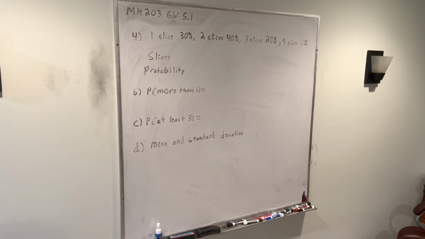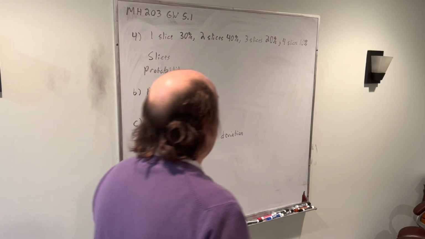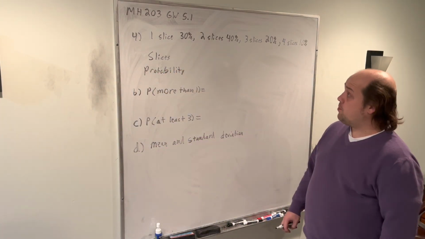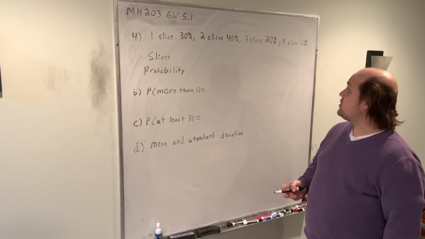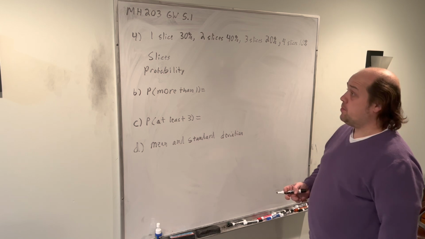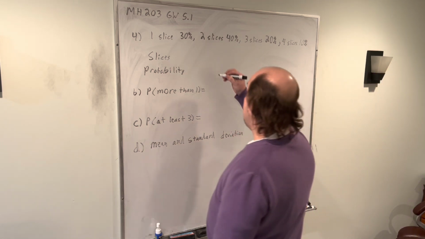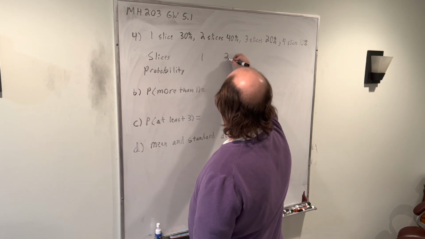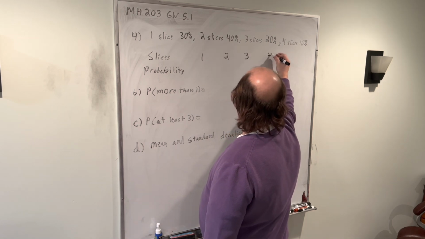Here we're given a situation where we have to make our own discrete probability distribution. So we're told that we get 1 slice 30% of the time, 2 slices 40% of the time, 3 slices 20% of the time, and 4 slices 10% of the time. So I'm going to set up for my probabilities. I'm either going to get 1, 2, 3, or 4 slices.